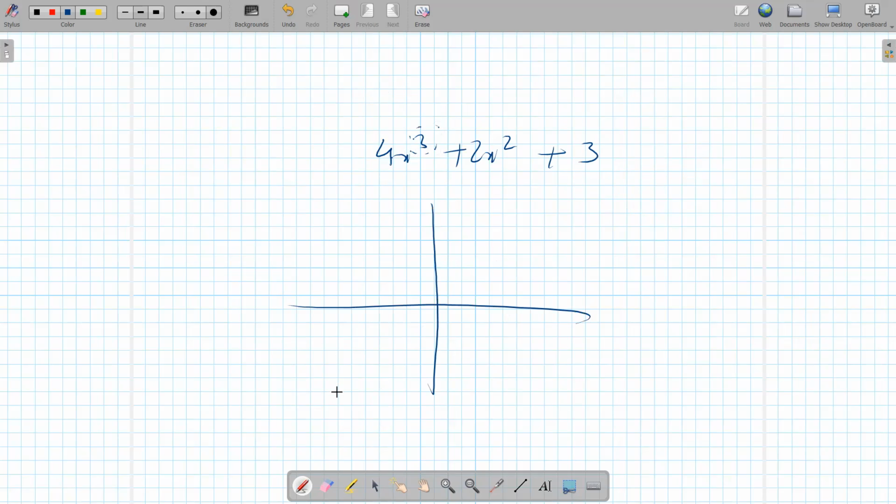If you draw this out, you'll probably get something like this. Is this an odd function? No, it's not. Even though it's an odd degree function, it is not an odd function because it's not symmetrical about the origin. Okay?